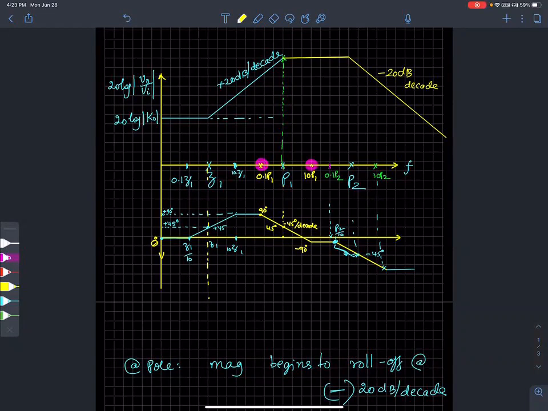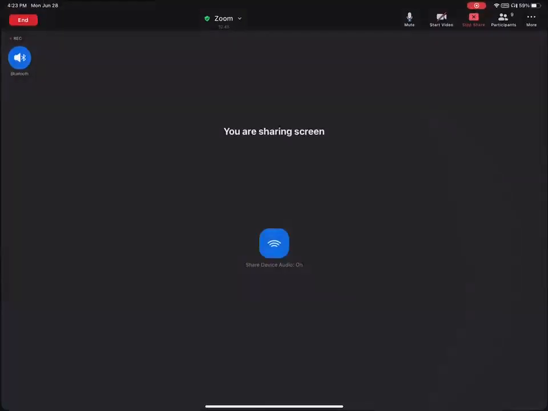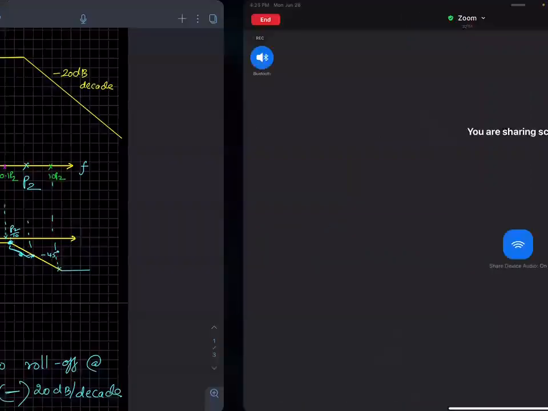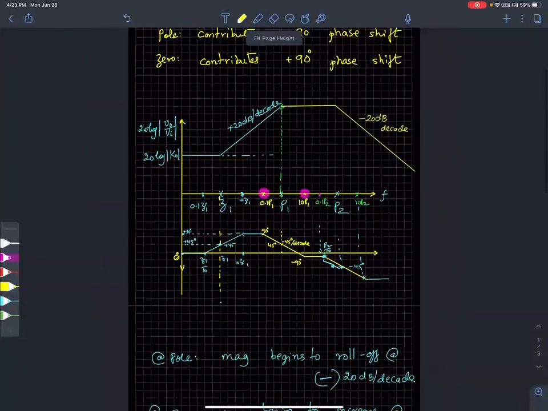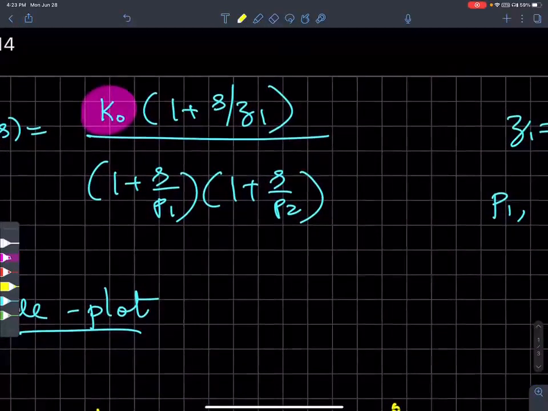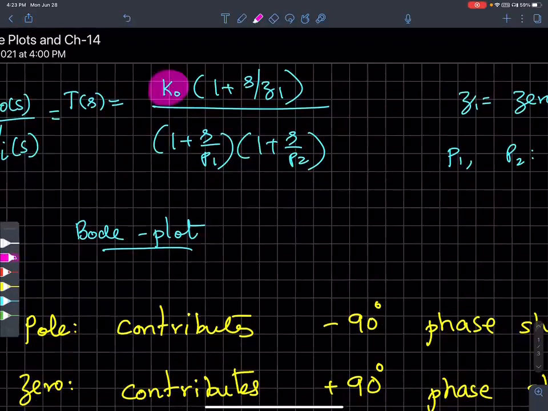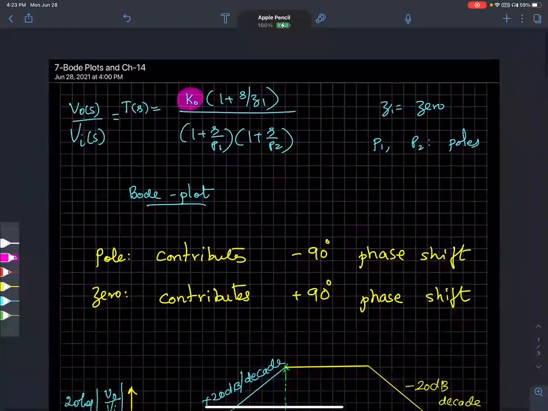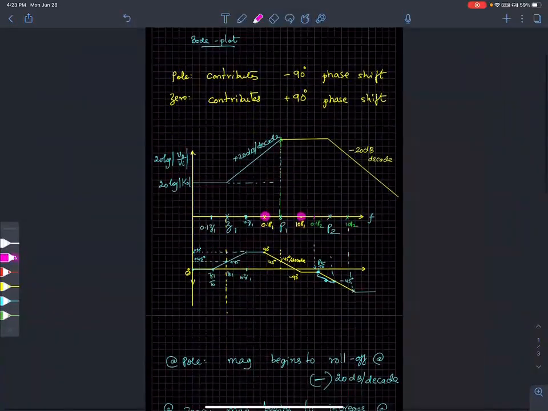Okay? Questions, please. Questions so far. So that's some hint on poles and zeros. But the assumption is that you have expressed your transfer function in this standard form. This is called the standard form. Some constant times 1 plus s over z1, divided by 1 plus s over p1 times 1 plus s over p2.